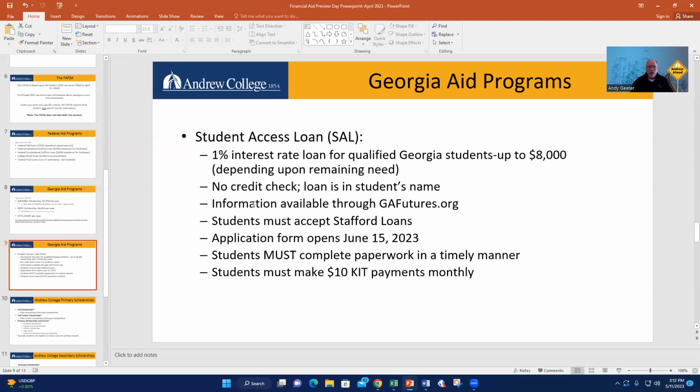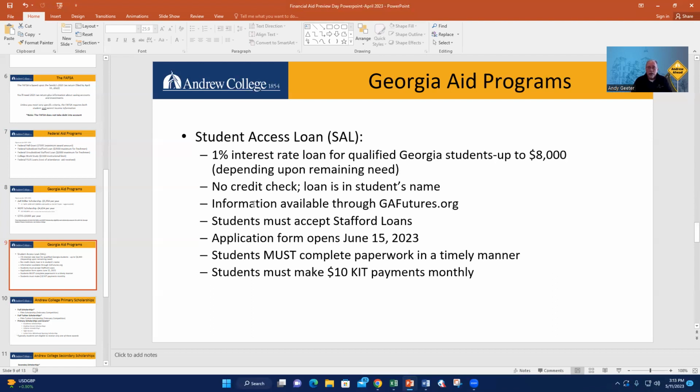The application each year opens at a specific time. This year we've been informed it will open up on June the 15th. The reason for that is that the student access loan is funded by an appropriation from the state legislature. So when they run out of money to loan, they're out of money. So because of that, they only open up the portal at certain times. Again, June the 15th is when it opens. I invite you, if you are interested in the SAL loan, and more of our students are, go ahead that first week or so, go ahead and get that information in.